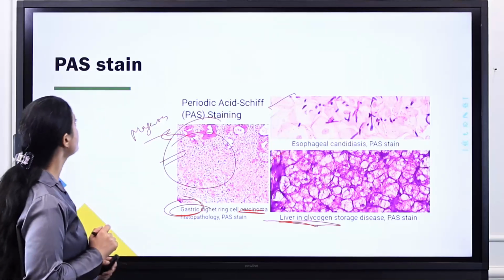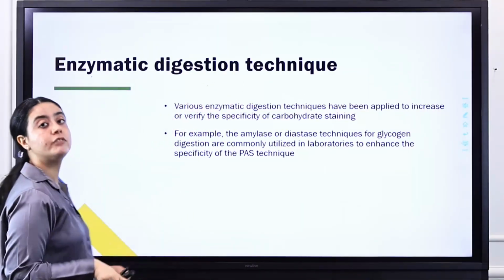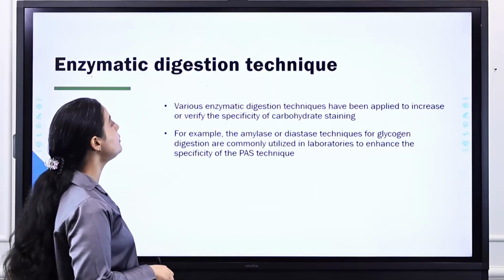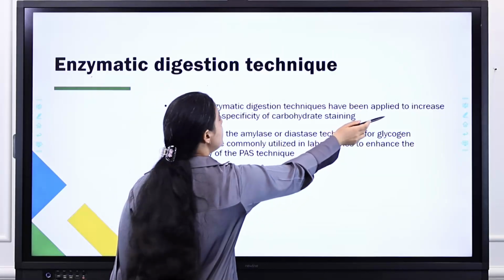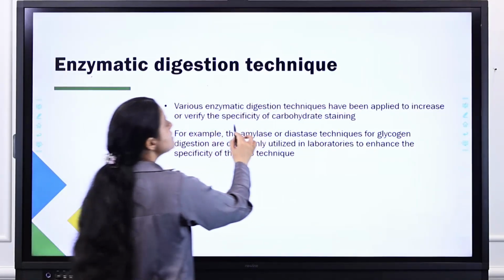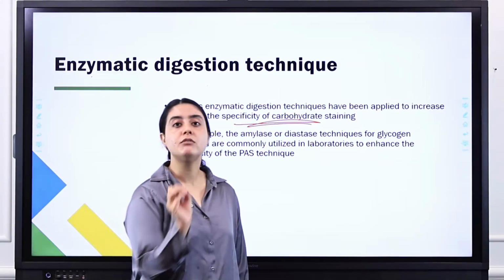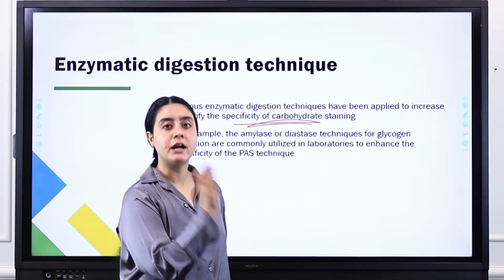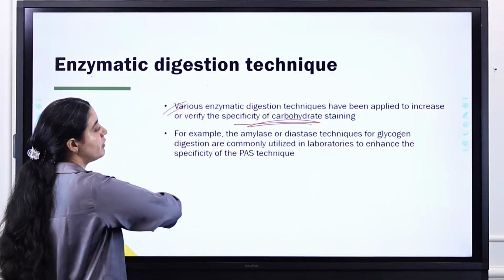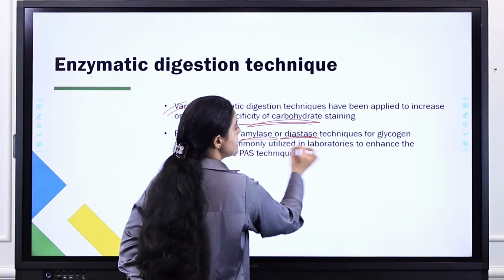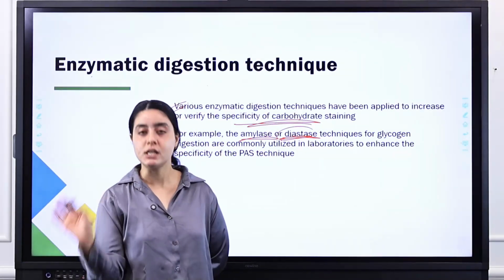Now we have the enzymatic digestion technique. This is the second type of technique under the carbohydrate. There are various enzymatic digestion techniques which have been applied to increase or verify the specific carbohydrate staining, when we have to specify which particular carbohydrate, glycogen or non-glycogen. For that we have various enzymatic digestions, for example amylase or diastase technique. What is the function of diastase? It can digest glycogen easily.